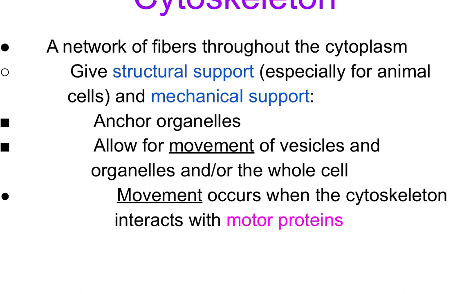The cytoskeleton. The cytoskeleton is a network of fibers throughout the cytoplasm that give it structure and support. This is especially important for animal cells because they need some sort of mechanical support without a cell wall. So the cytoskeleton fibers anchor organelles and allow for movement of vesicles in and out or just around the cell as a whole. And this movement occurs when the cytoskeleton interacts with motor proteins.